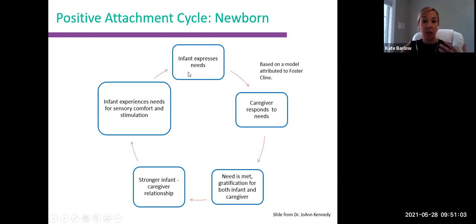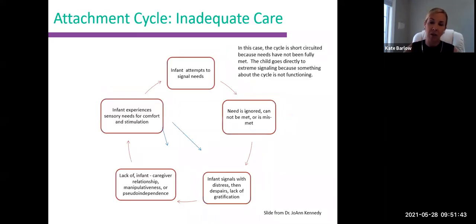The infant is then going to express their needs, and in a healthy attachment cycle, the caregiver is going to respond to that need and meet that need, and then there's gratification and bonding between the infant and the caregiver. I, as the caregiver, feel really good about being able to help my baby, and we have this positive interaction. And then the next time that the infant experiences a sensory discomfort, they're going to again express their needs, and I'm going to come over and I am going to respond to that need. And this is this positive attachment cycle of a newborn that is repeated over time and really works on that bonding between infant and caregiver.